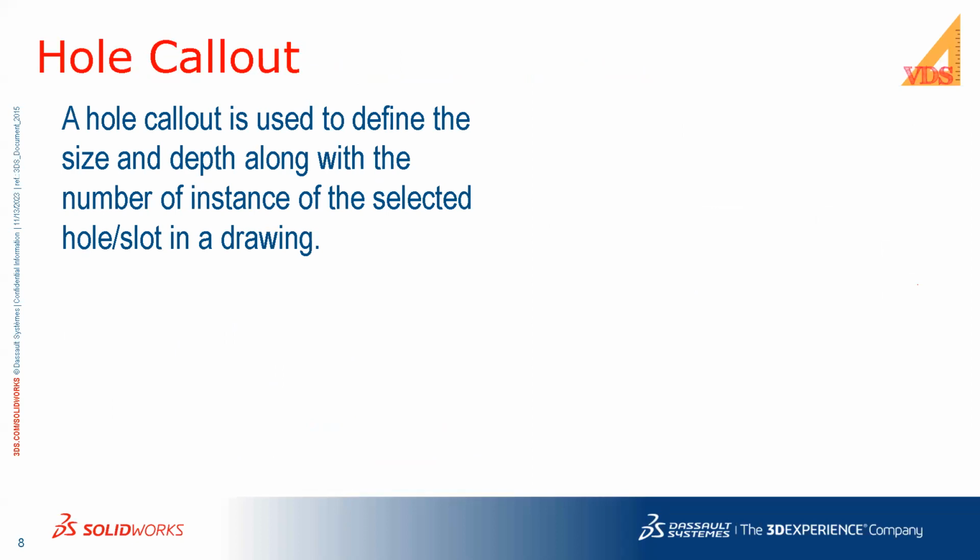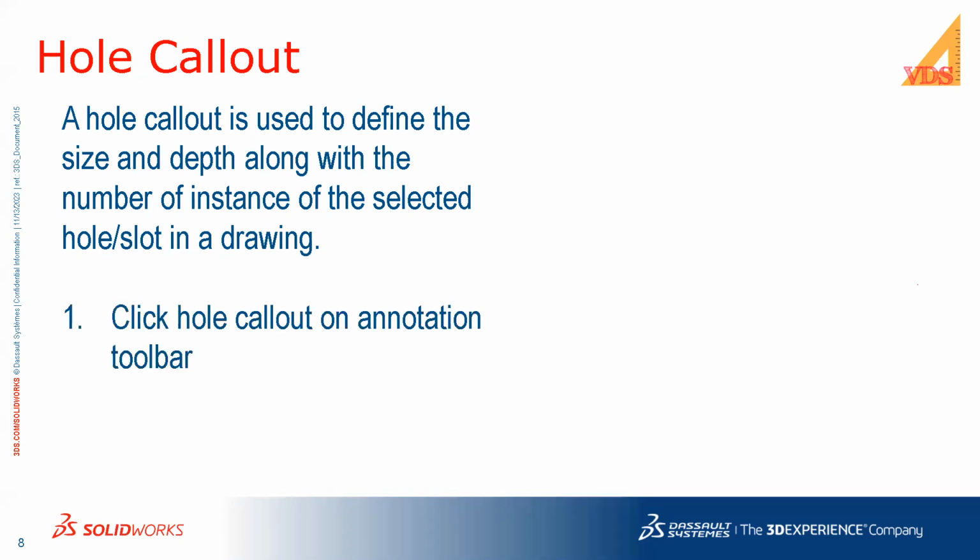Hole callout is basically another type of dimension, or you can say annotation, which is used to define the size of a hole or slot, whether it is a through hole or a blind hole, and, if there are more than one hole in the model, what the instances or count of the holes are. So we can click on hole callout on the annotation toolbar, or we can also go to the Insert menu, then Annotation, and Hole Callout.